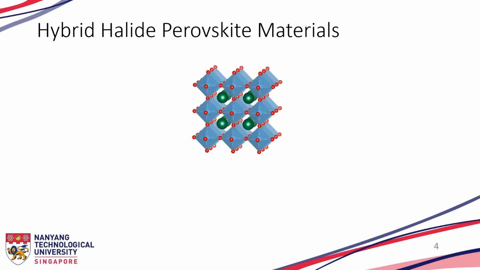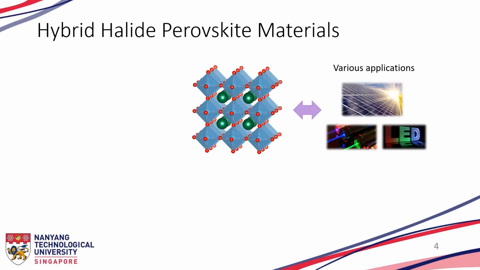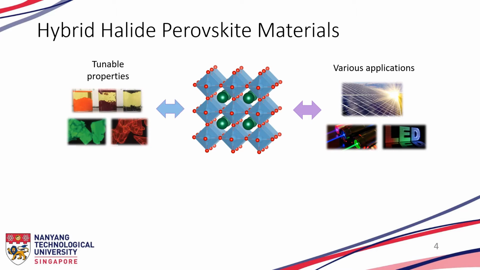Let's start with introduction. Hybrid halide perovskite materials are known since about 10 years ago, and they have attracted a lot of attention. Many groups in the world study them because they were found to be very promising for solar cell application, and then also to applications in different fields like light emission, lasing, spintronics, and so on.